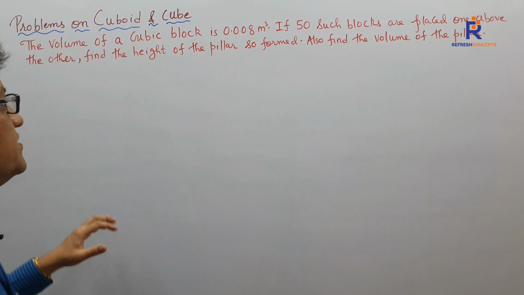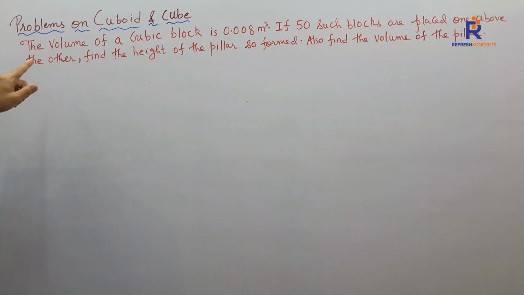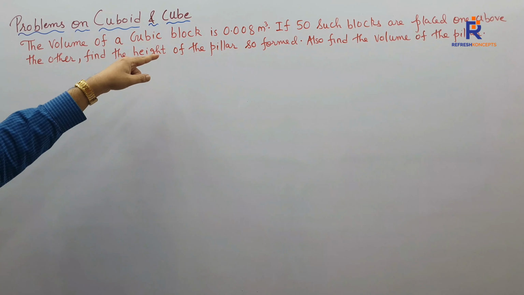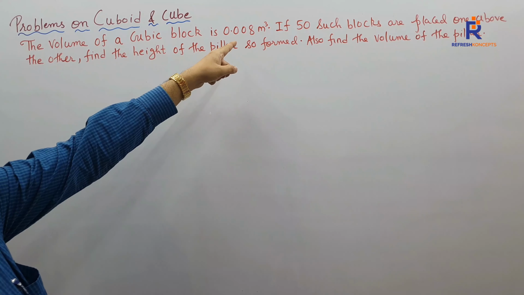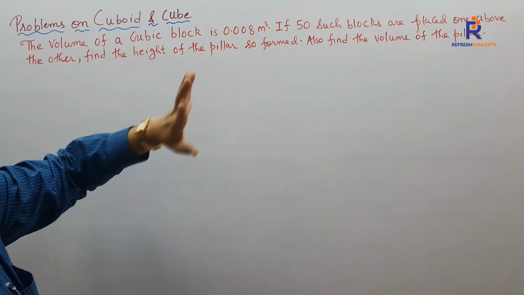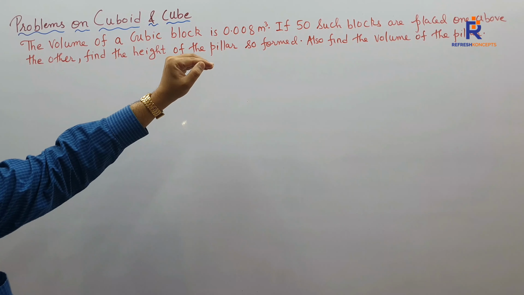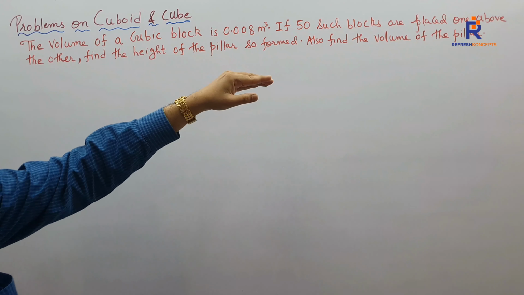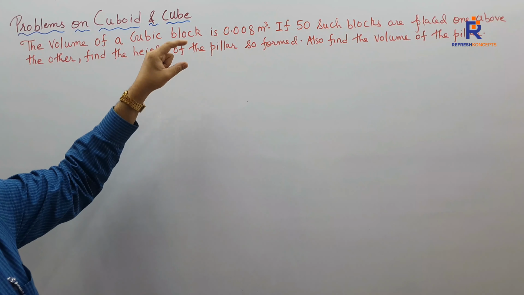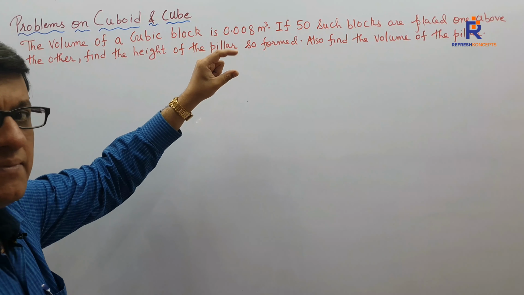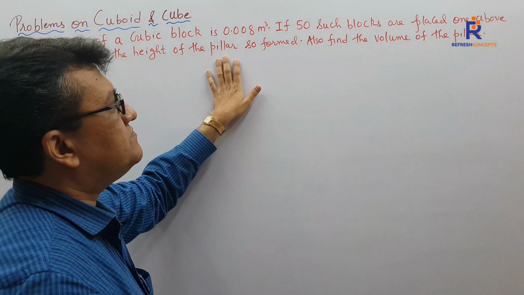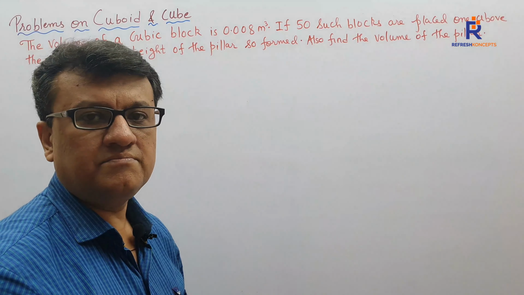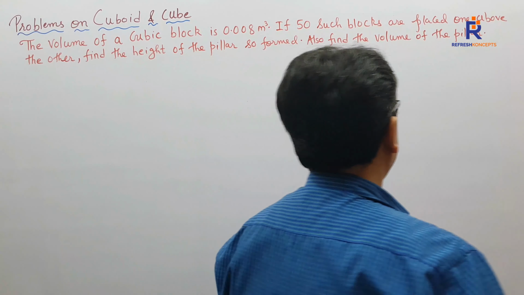Let's now start with our sum. The volume of a cubic block is 0.008 meter cube. If 50 such blocks are placed one above the other, find the height of the pillar so formed. Also find the volume of the pillar. I think the sum is quite simple.